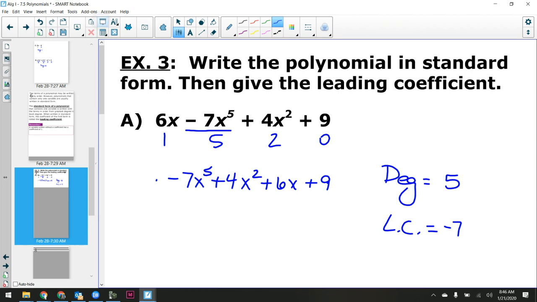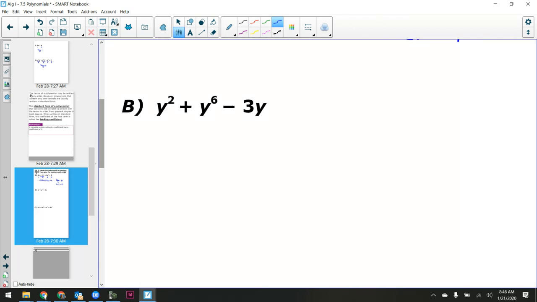Okay. So let's do another one here. Now, if you're getting to the point where you can identify the degree without writing it down underneath it, by all means, go for it. But I'm going to keep on writing the degree. What's the degree of the first term? 2. What's the degree of the second term? What's the degree of the third term?